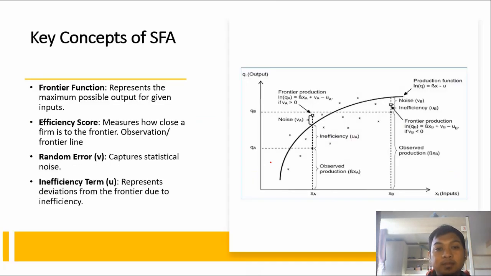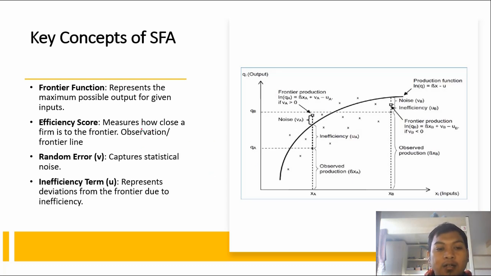And then the key concepts of SFA. The first is the frontier function, which represents the maximum possible output for a given input. This one, this is the frontier function. And then the efficiency score measures how close a firm is to the frontier.